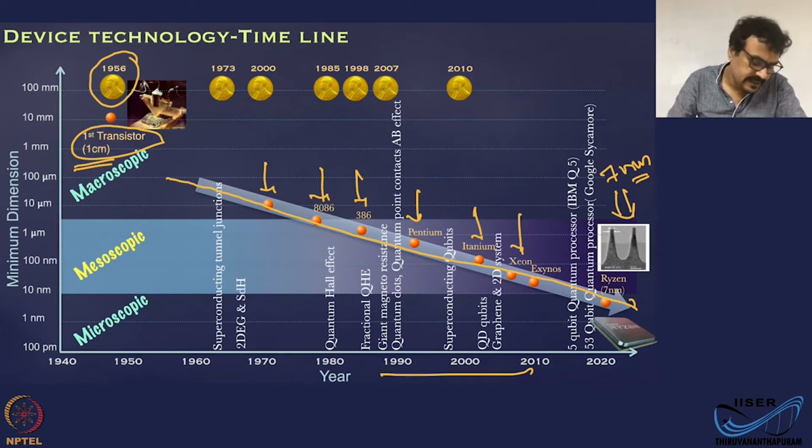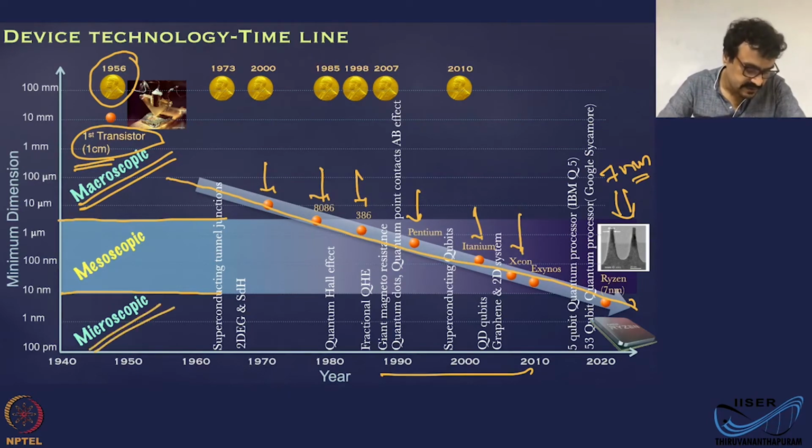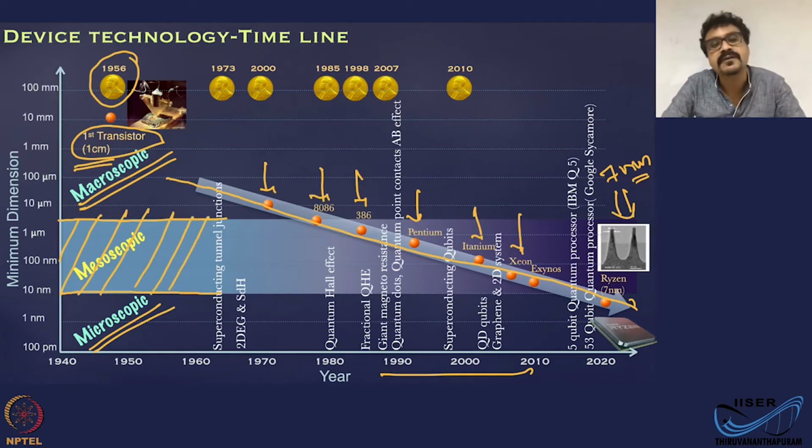And I have roughly divided this into 3 regions according to size. I have something called the macroscopic regime, where the size is a few micrometers or larger. And I have something called microscopic, where the size is a few nanometers or smaller. And there is something in the middle that we call mesoscopic. Mesoscopic actually means neither macroscopic nor microscopic. It is somewhere in the middle.